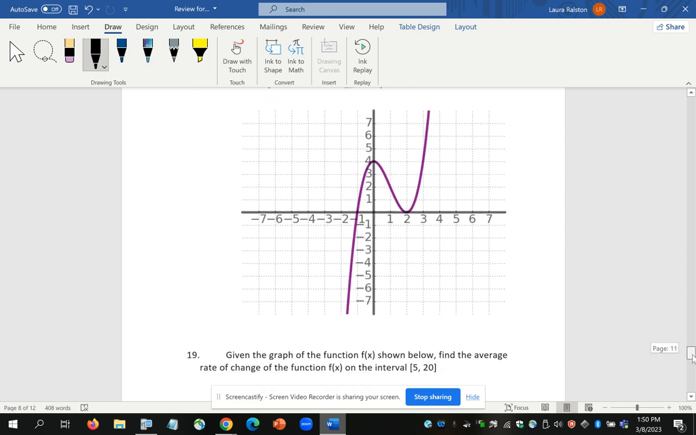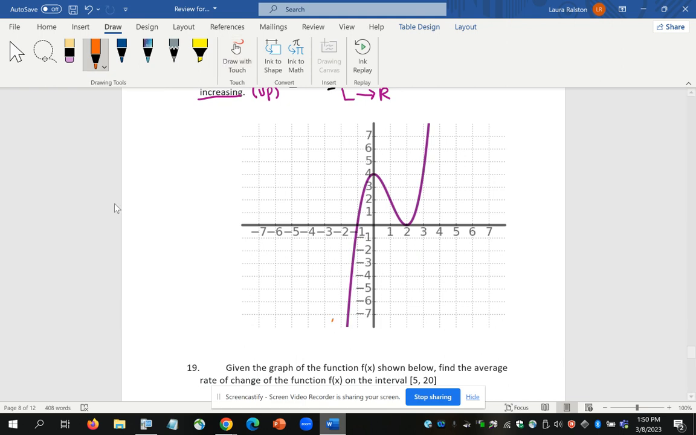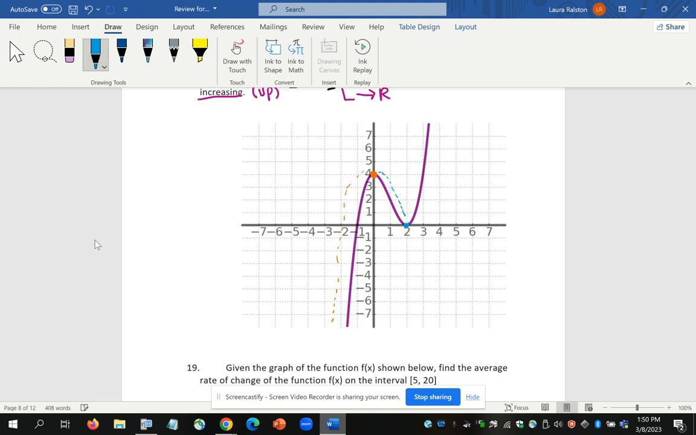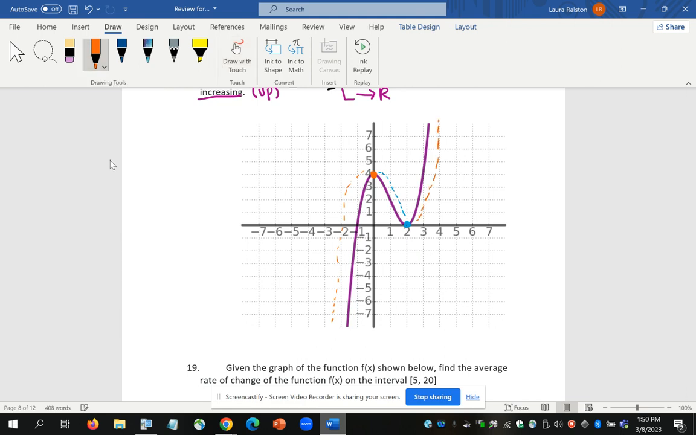So again, if we look at this graph, I start out and it does look like I'm going up until I get to this point. And then it appeared that I was going down till we get to here. And then it appears that we go up again. So the two places that I'm going up is where I'm increasing. So I have two areas or two intervals where I'm increasing.